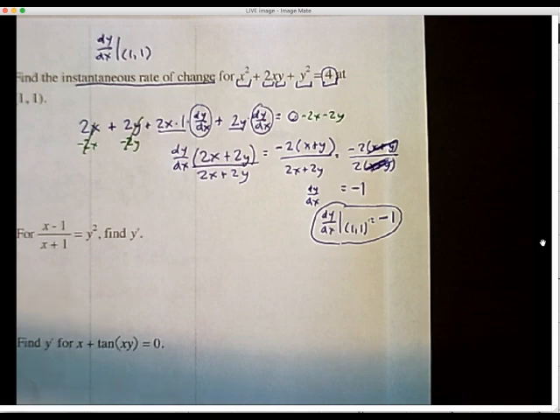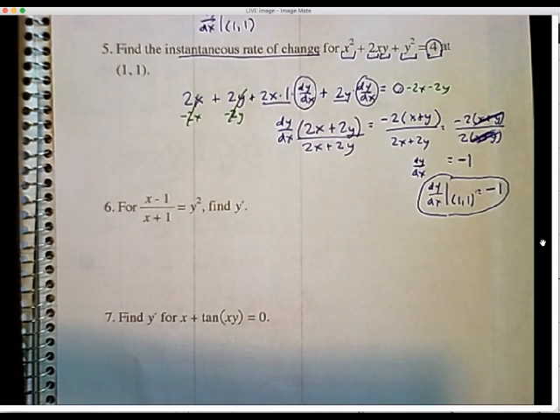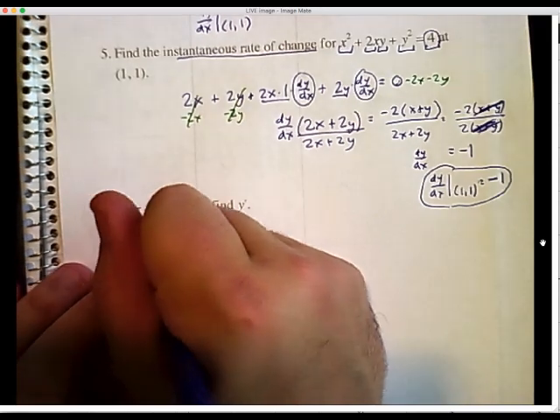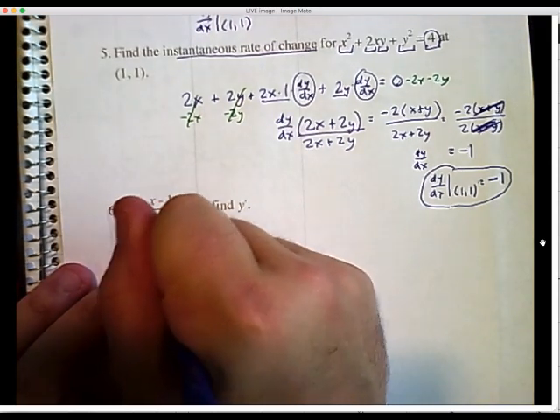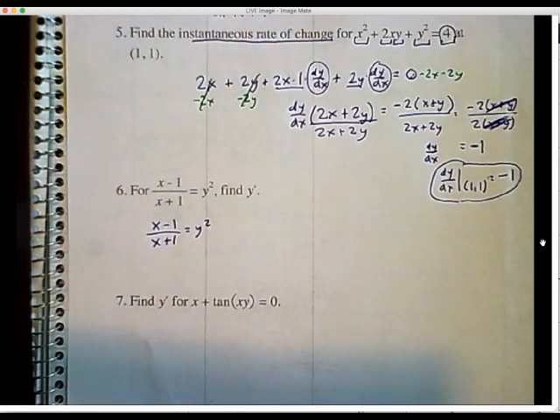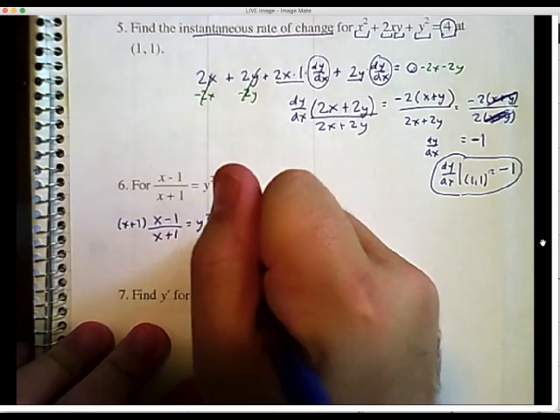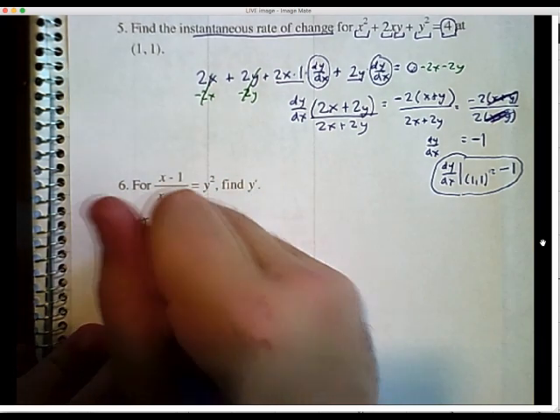All right. Let's look at this next problem. Now, there's multiple ways to do this problem. It's kind of up to you how you want to do it. To me, an easier way to go about this problem would be to just go ahead and multiply both sides by x plus 1 right away. And then that cancels that out.